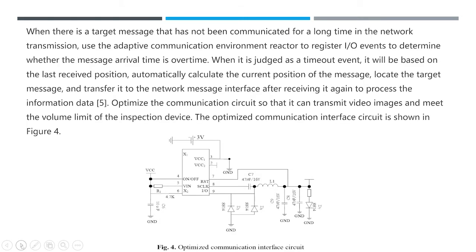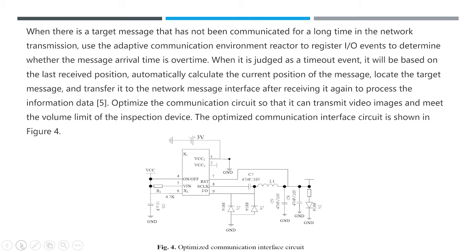When a target message has not been communicated for a long time in the network transmission, use the adaptive communication environment reactor to register I/O events to determine whether the message arrival time is over time. When it is a timeout event, it will, based on the last received position, automatically calculate the current position of the message, locate the target message, and transfer it to the network message interface.